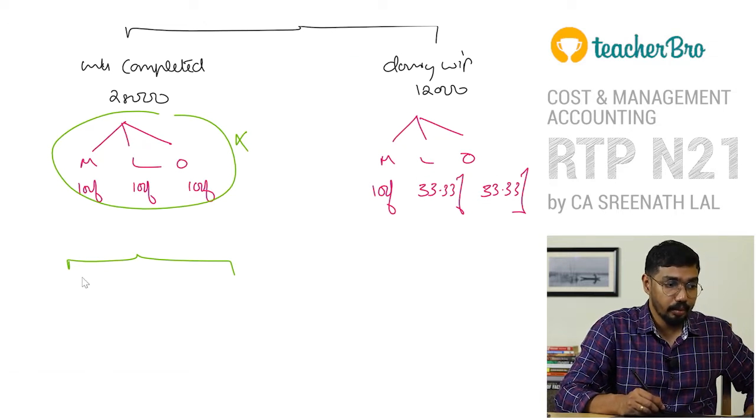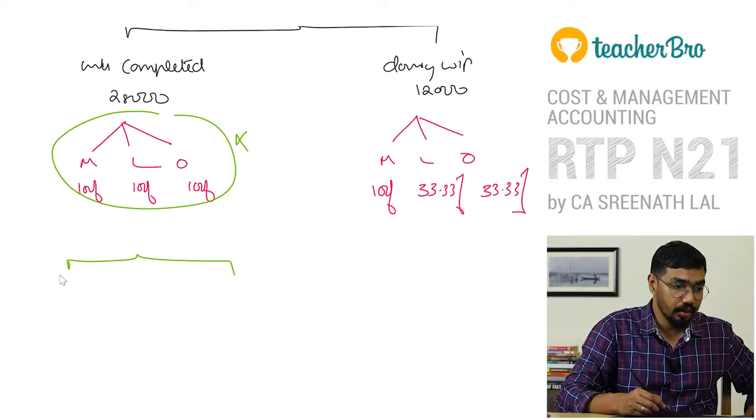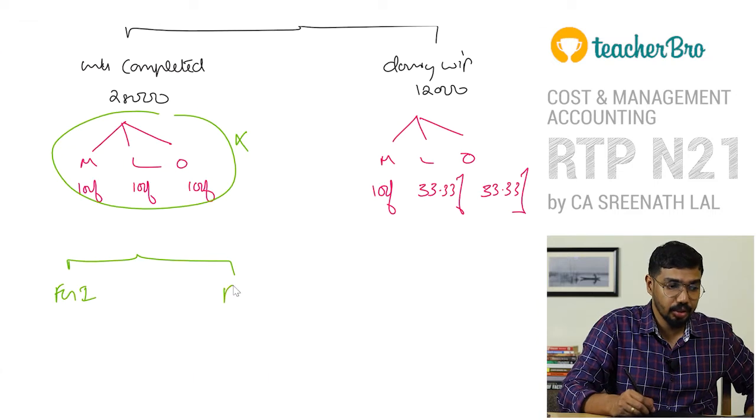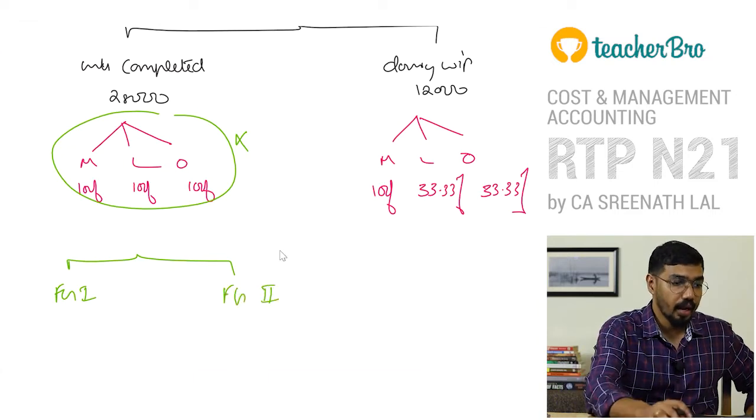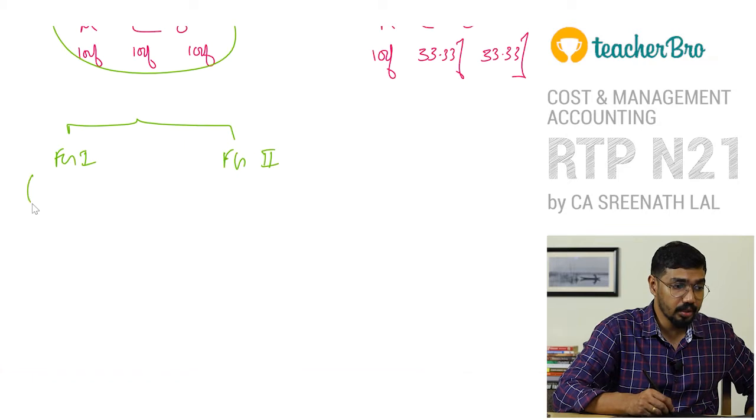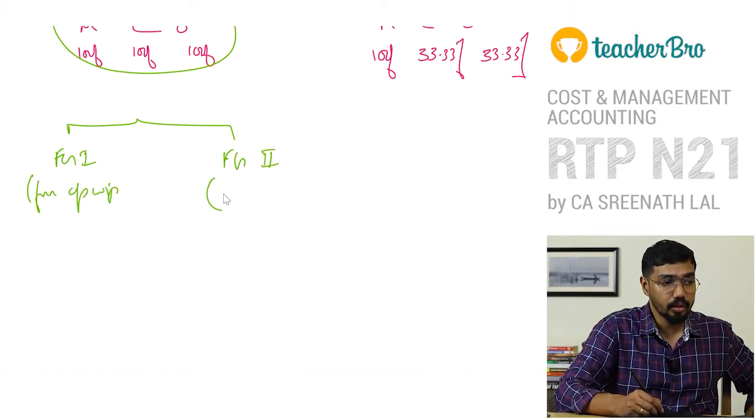I'll bifurcate the units. I need to know which units are coming from opening WIP. So I will name them finished goods 1 and finished goods 2, and finished goods 1 are the units coming from opening WIP, and finished goods 2 are the units coming from new units.